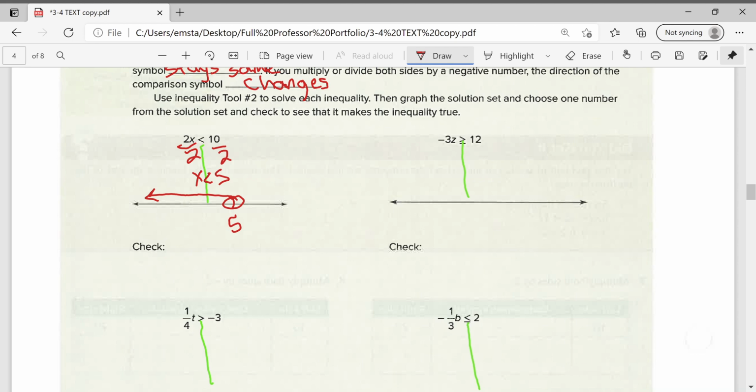In the one next to it, it says -3 times z is greater than or equal to 12. Again, I undo times by dividing, but this time I'm dividing by a -3, which should send up all those alarms in my head. That means I have to flip the inequality sign. And then 12 divided by -3 is -4. It's going to be a closed circle on -4 because it has the line under it. I want values smaller, so I want to go to the left.